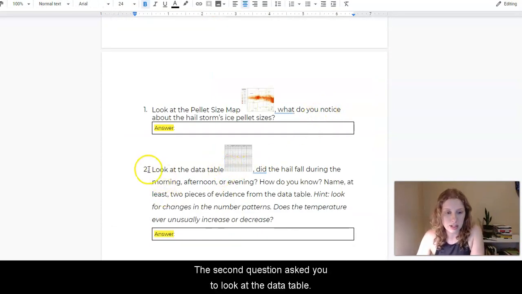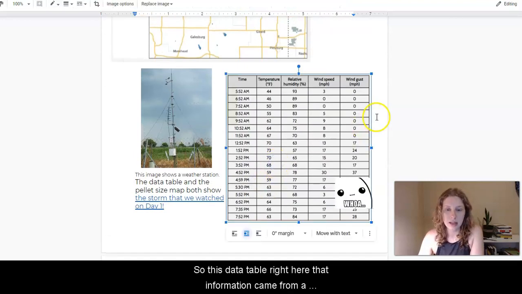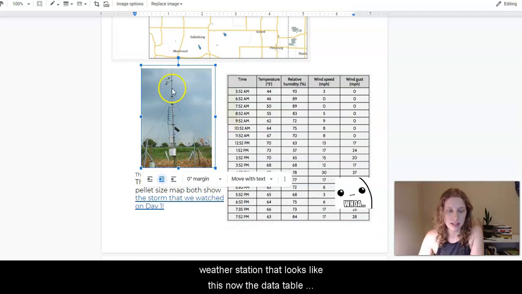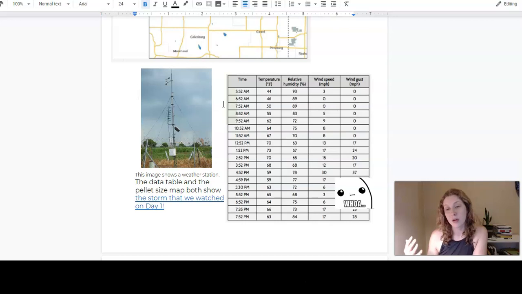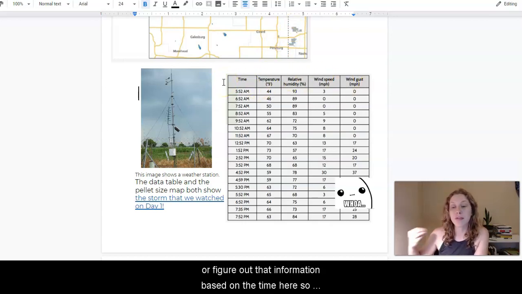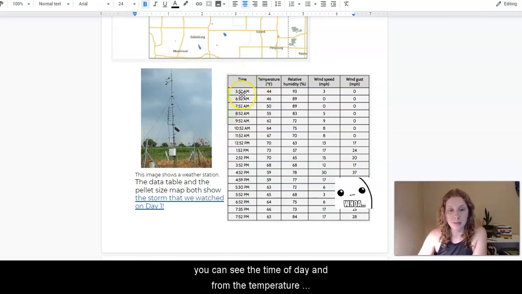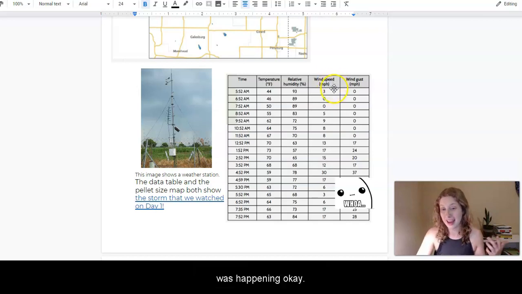The second question asks you to look at the data table. Did the hail fall during the morning, afternoon, or evening? So this data table right here, that information came from a weather station that looks like this. Now the data table doesn't tell you exactly when the hail was. You're going to have to extrapolate or figure out that information based on the time here. So you can see the time of day. And from the temperature, humidity, and wind speed, when do you think the hail was happening?